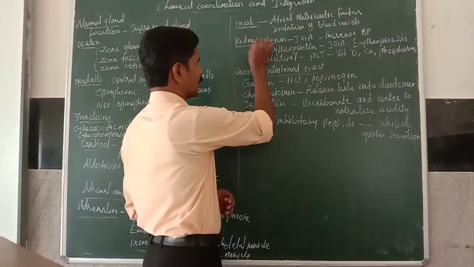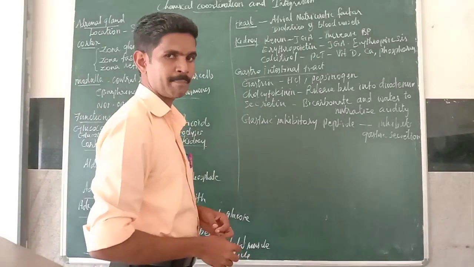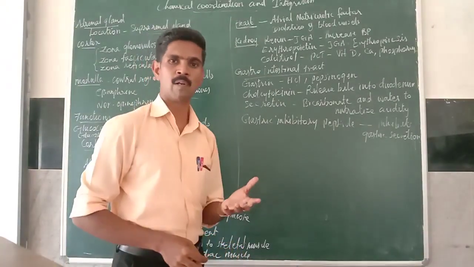Then the second one is the kidney. The next partial endocrine gland is the kidney. The major function of the kidney is excretion.